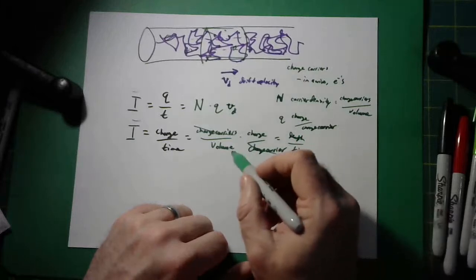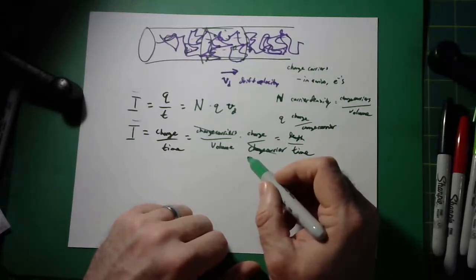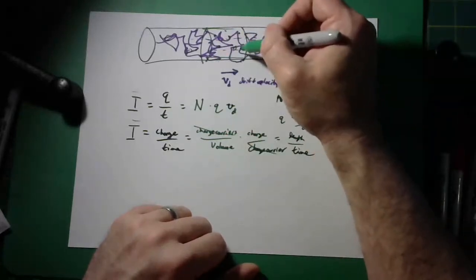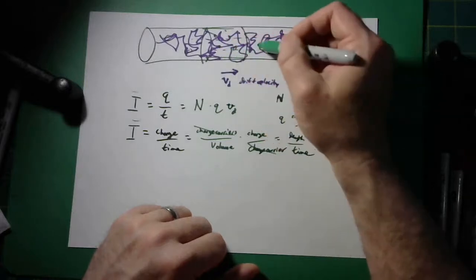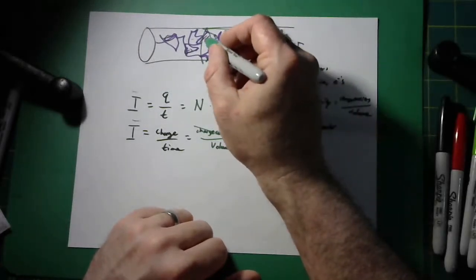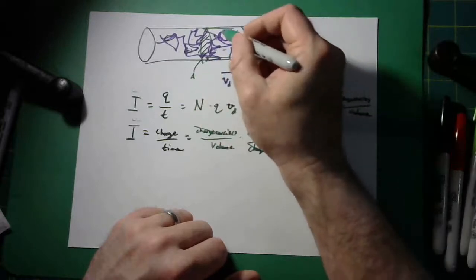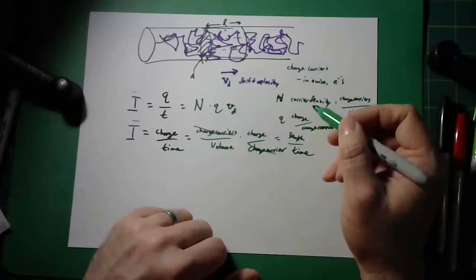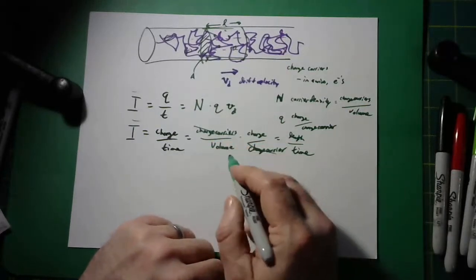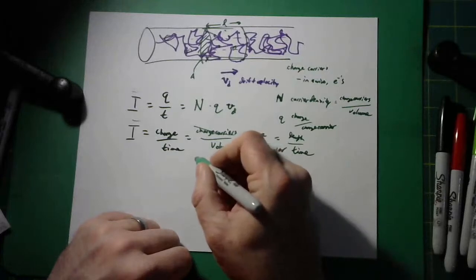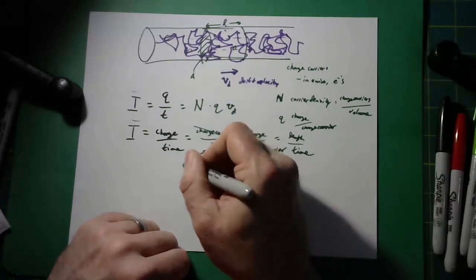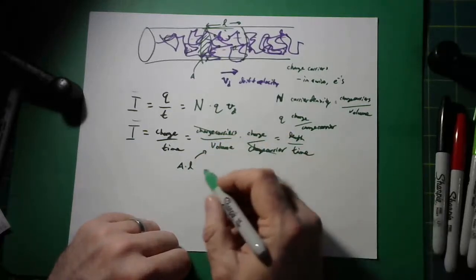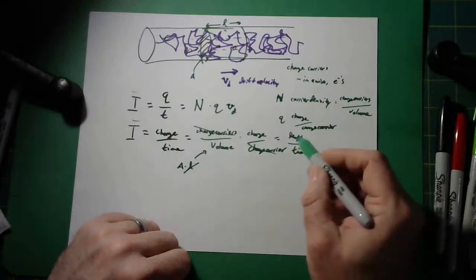But now I have this length here and this volume here I've got to get rid of. So I say, well, wait a minute. Here was charge carriers per volume. For this volume, how do you calculate the volume of this? Wouldn't it be the cross-sectional area times the length? So if I replace volume here with cross-sectional area times length, then this length on the bottom is going to cancel this length on top.